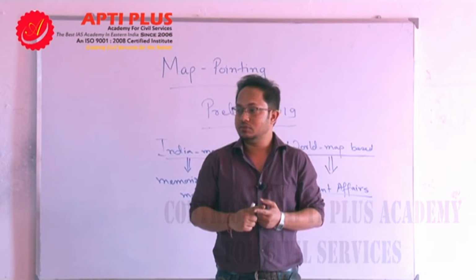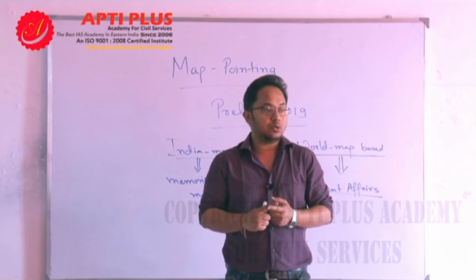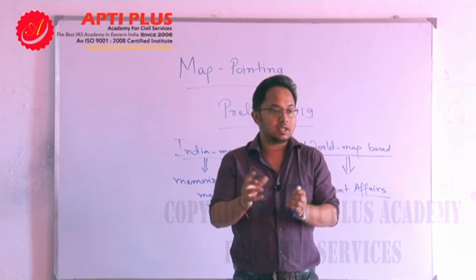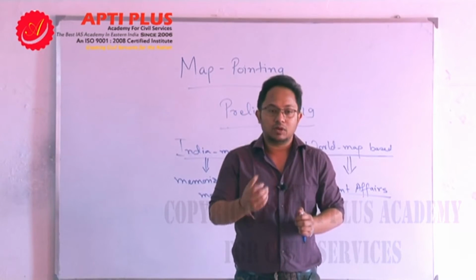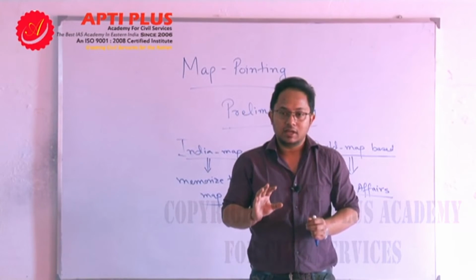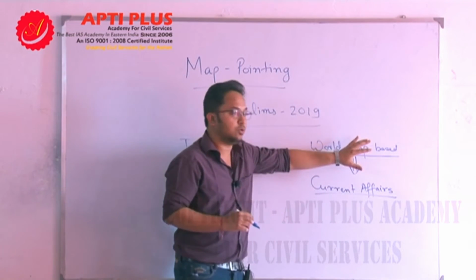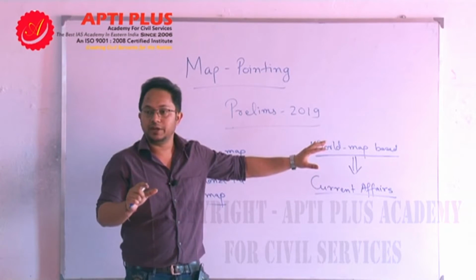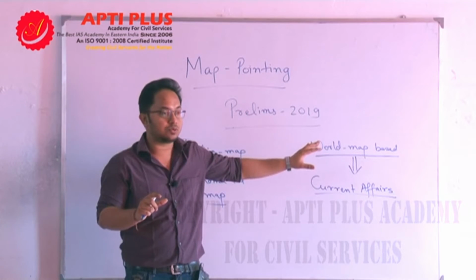Basically, those countries which have been in the news, you can try to find out those countries and then look at it from all the aspects, like which countries are bordering that country and what the important rivers over there are. In the case of the world map, you can do it continent-wise initially, and within a continent try to find out those countries which have been in the news.